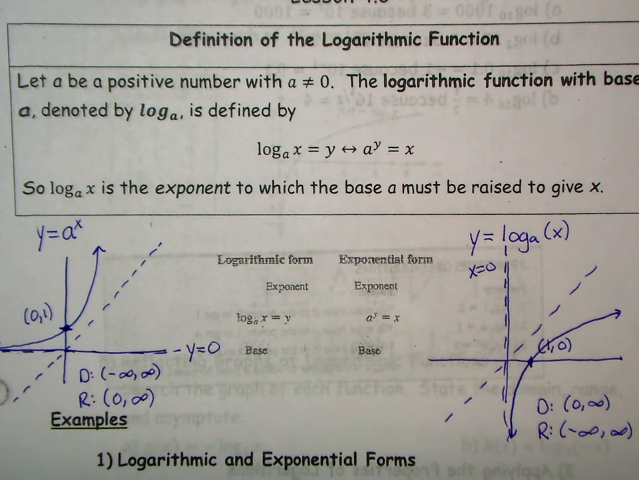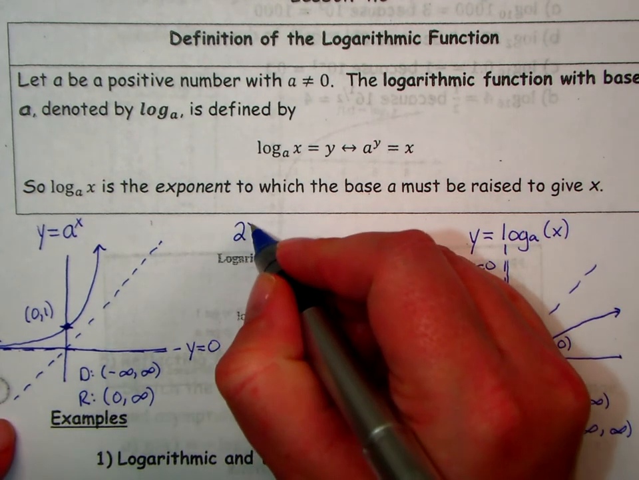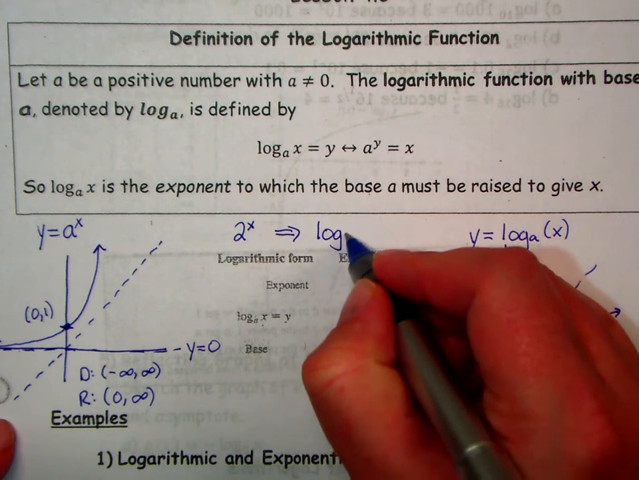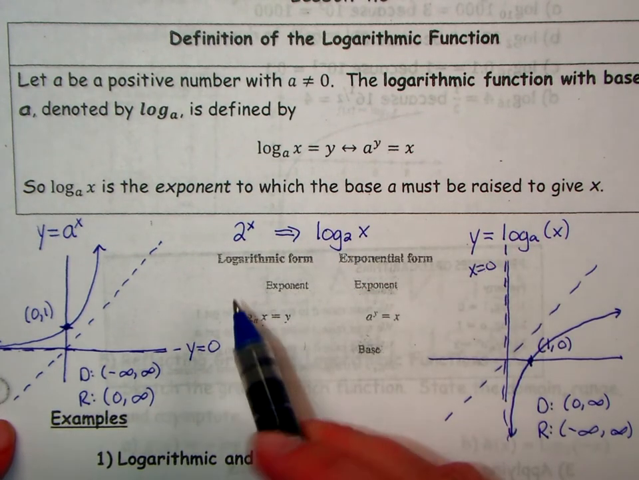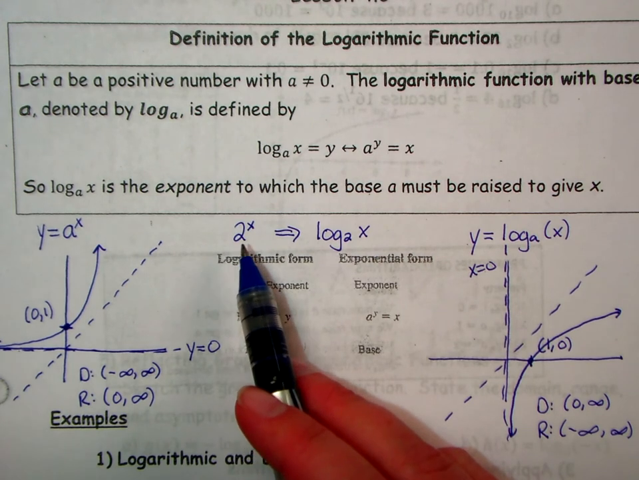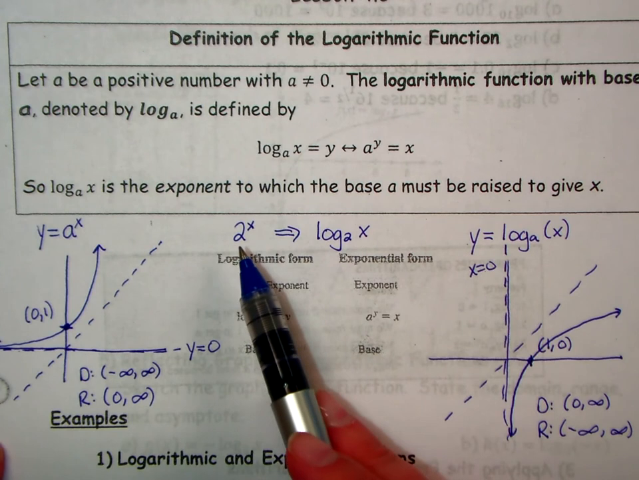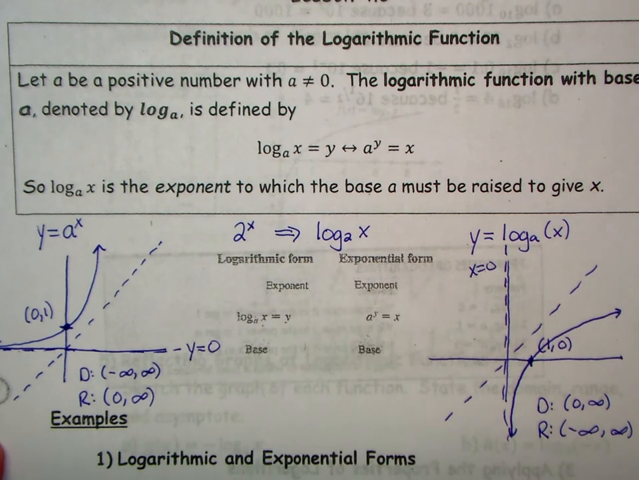All those properties we learned about inverse functions apply here. So if we had 2 to the x, then the inverse of that would be log base 2 of x. And we can do that for any positive number here: 3 to the x, 4 to the x, 5 to the x. If their bases match, then they're inverses of each other.